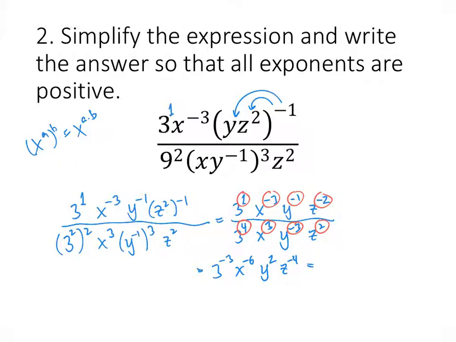So anything that has a negative exponent, that's going to go in the denominator. So we have y squared on top, 3 cubed on the bottom, x to the sixth on the bottom, and z to the fourth on the bottom. And that's our simplified expression.